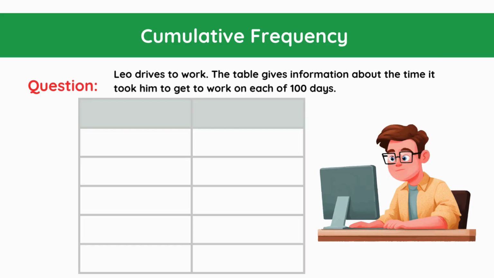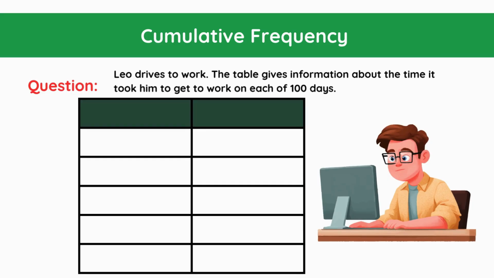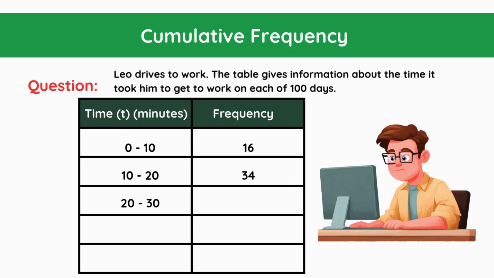Leo drives to work and the table gives the time it took him to get to work on each of 100 days. For times from 0 up to 10 minutes, the frequency was 16. For more than 10 up to 20 minutes, the frequency was 34. For more than 20 up to 30 minutes, the frequency was 32. For more than 30 up to 40 minutes, the frequency was 14. And for more than 40 up to 50 minutes, the frequency was 4.